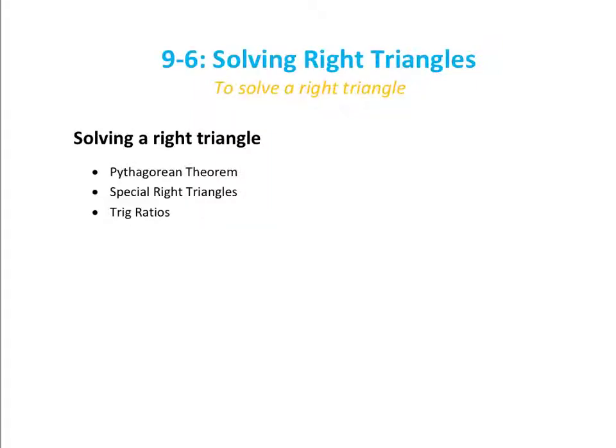Hey guys, so 9.6 is basically the wrap-up section for this chapter. We're going to skip 9.7 because it's kind of something totally different. There's plenty to deal with in this chapter as it is. So 9.6 here is just solving right triangles, right? So obviously the goal is just to solve a right triangle.